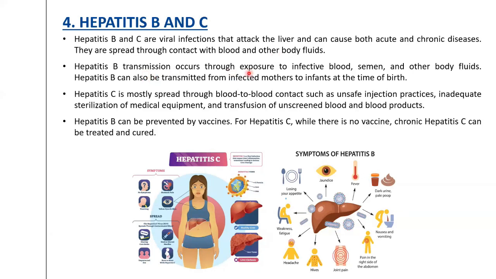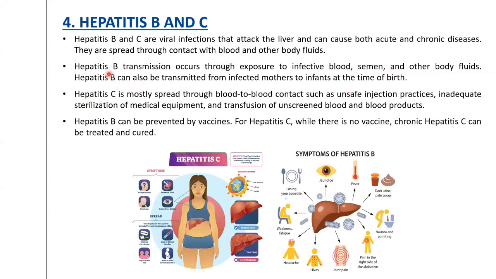Hepatitis B transmission occurs with exposure to infected blood, infected semen, and other body fluids. Hepatitis B can also be transmitted from an infected mother to her infant at the time of birth. So this transmission is very obvious. If a person is already hepatitis B positive, he should get regular screening and regular treatment, so that he does not infect other persons through blood, semen, or other body fluids.